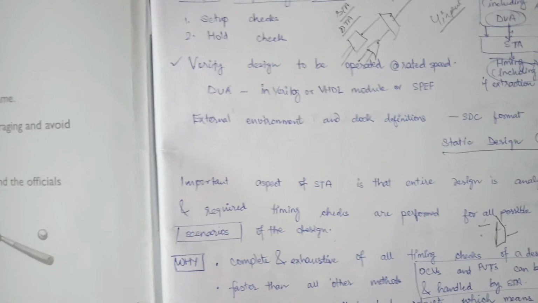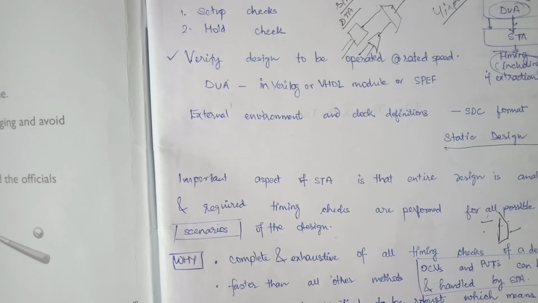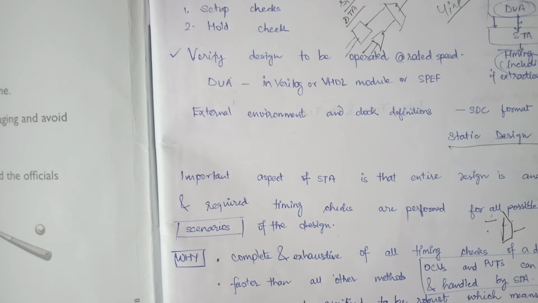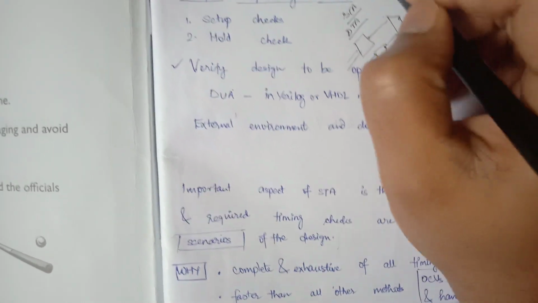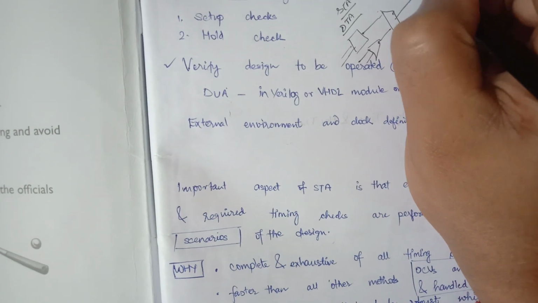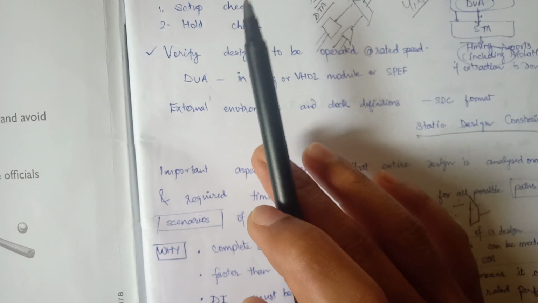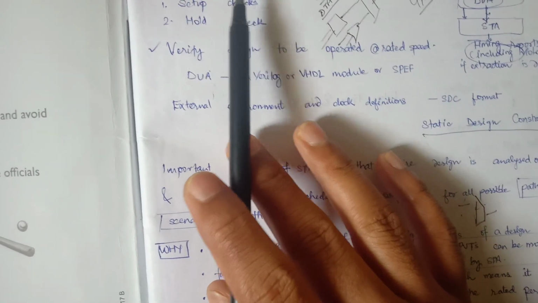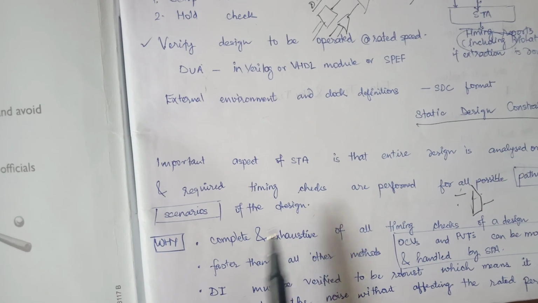for either a buffer or an inverter. When you are using a buffer, the input is as it is, and the inverter inverts the input. Suppose you are giving 0 as the input, it provides 1 as the output from the inverter. So STA has various scenarios for the proper design.